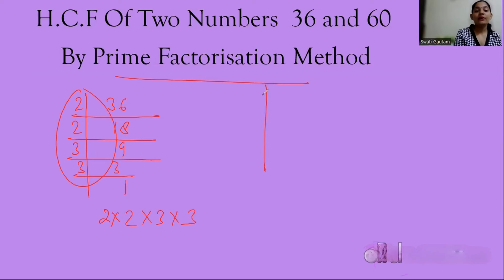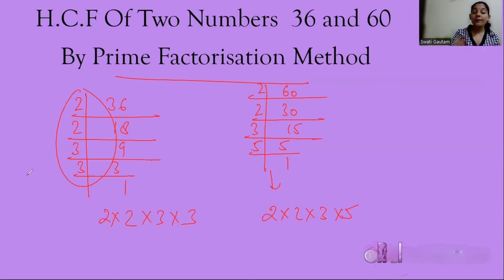Then I will do the same with 60. I will start from the smallest number. 2 times 30 is 60. 2 times 15 is 30. Now it will go with 3. So 3 times 5 and 5 times 1. So what is the prime factorization of 60? 2 times 2 times 3 times 5. So what is common? Let's take the common ones.